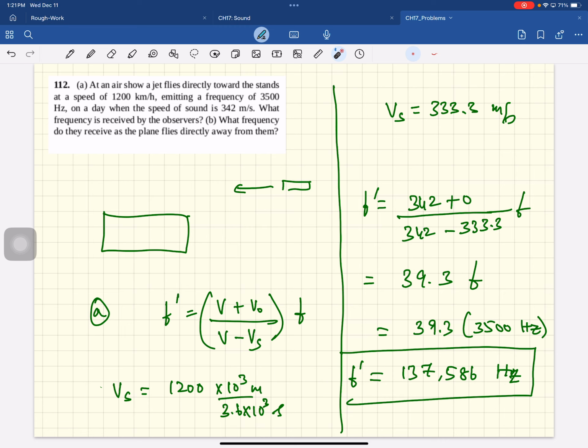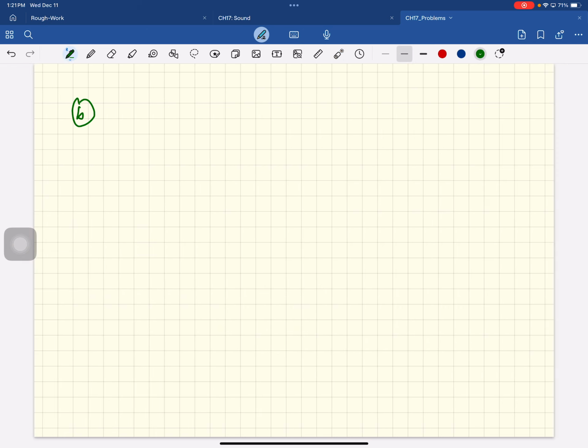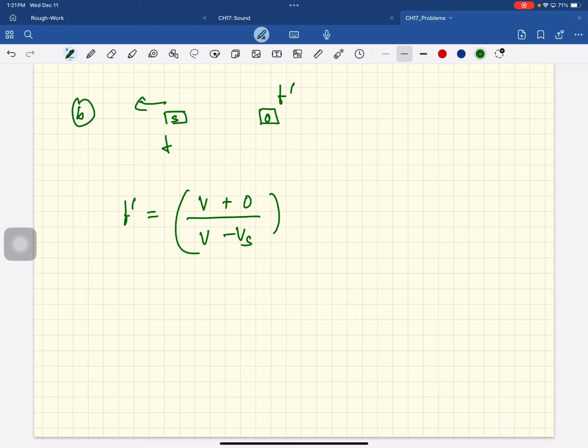So what frequency do they receive as the plane flies directly away from them? Now the observer is stationary and the source is flying away. F prime is v, again observer speed is 0, over v, now with the source flying away, that velocity is negative. So the speed of sound is 342 meters per second, and this frequency is 3,500 hertz.